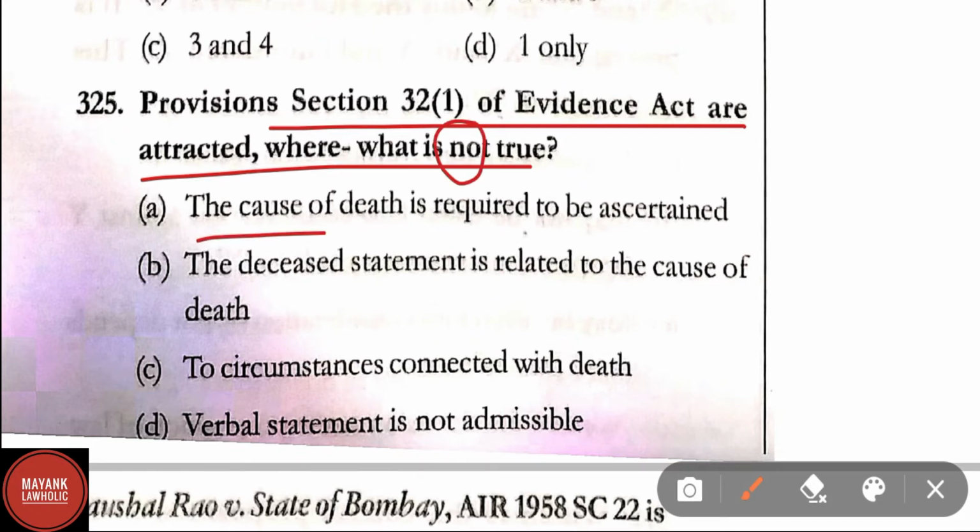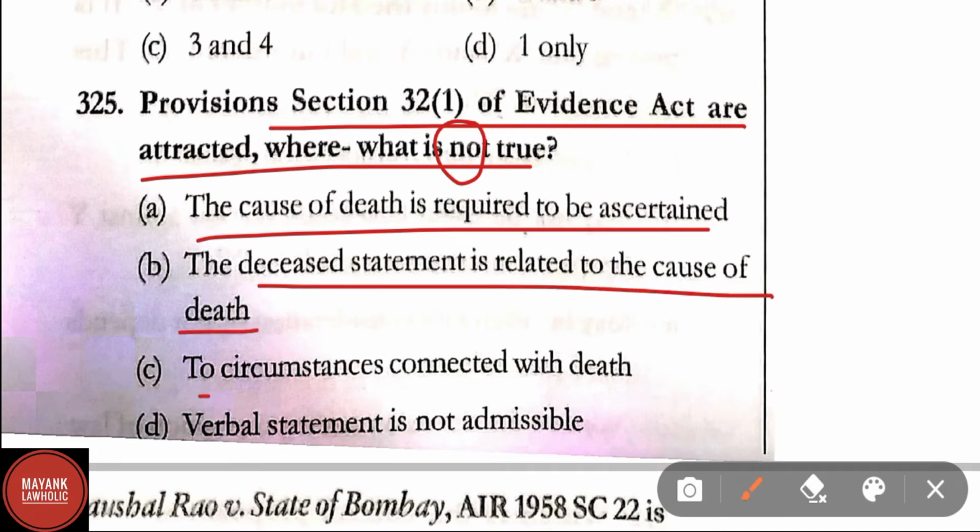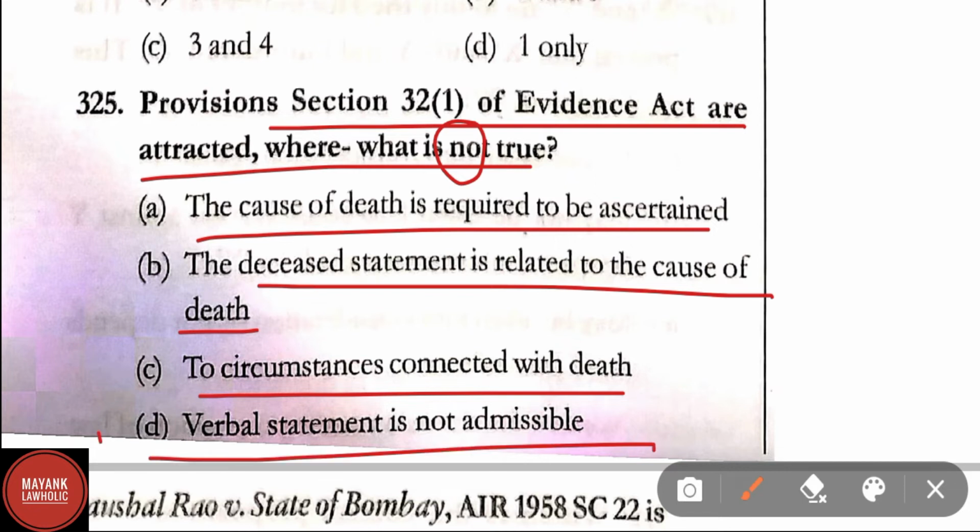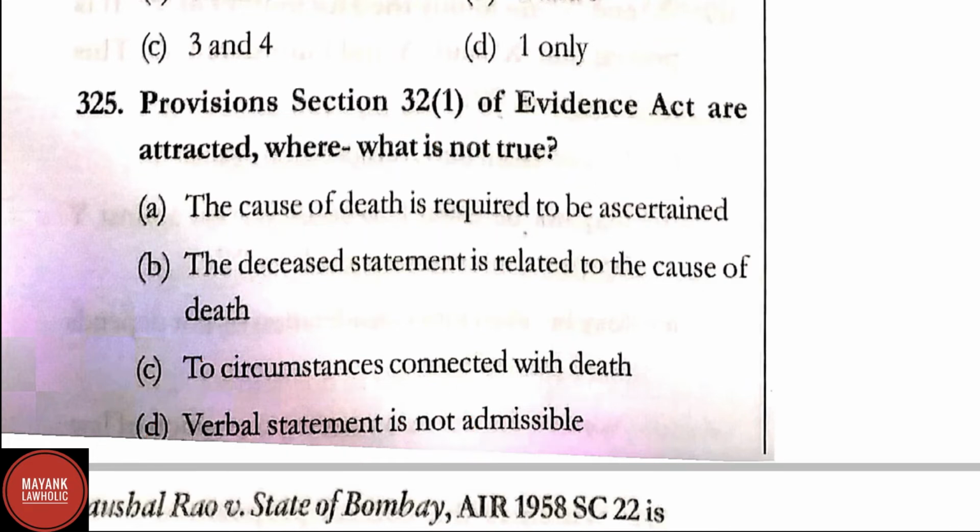Option A, the cause of death is required to be ascertained. Option B, the deceased statement is related to the cause of death. Option C, the circumstances connected with the death. And option D, verbal statement is not admissible. Here in this question, it has been asked which of the following is not true. The statement D, the verbal statement is not admissible, is not true. Therefore, it will be the right answer.